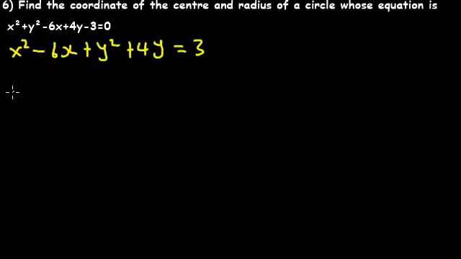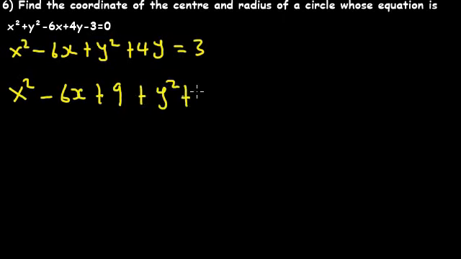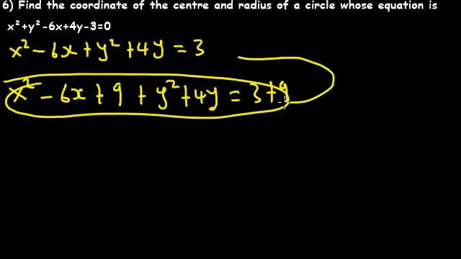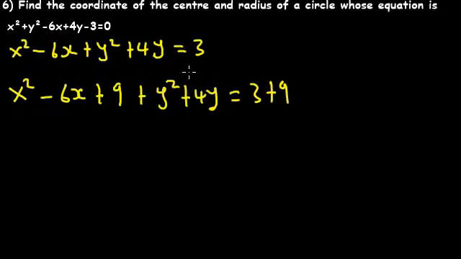So this expression becomes x squared minus 6x plus 9, plus y squared plus 4y equals, so we add it to this side as well, 3 plus 9. So the result is still the same thing. This entire equation we have right here is absolutely the same as this, because the 9 cancels and you have what we have already. Okay, good. Now let's complete the square for this one as well.